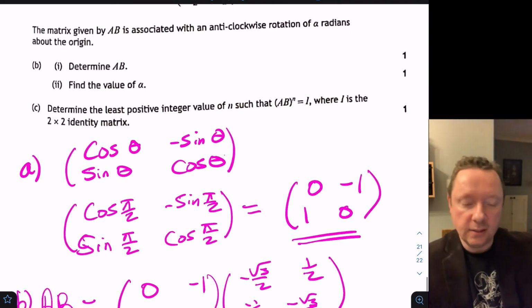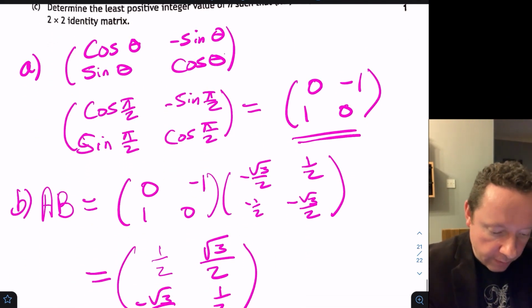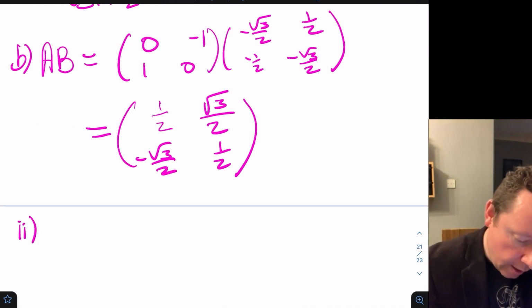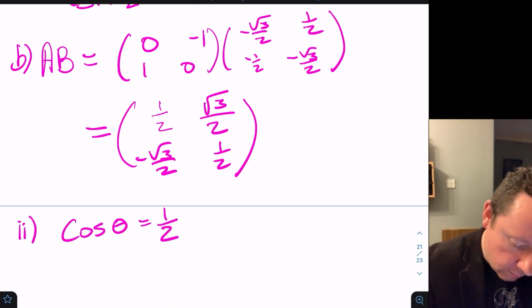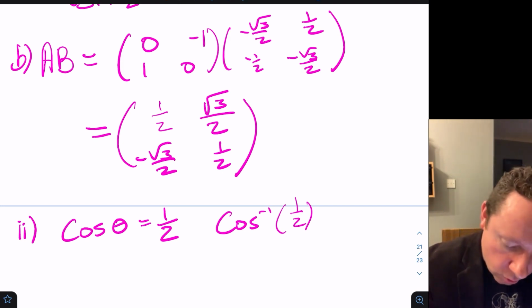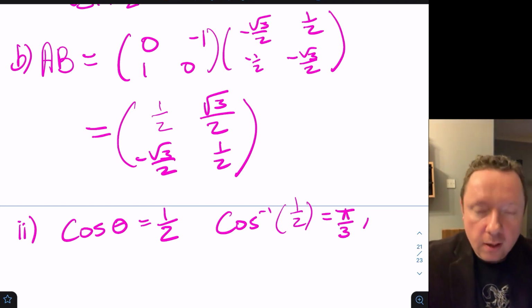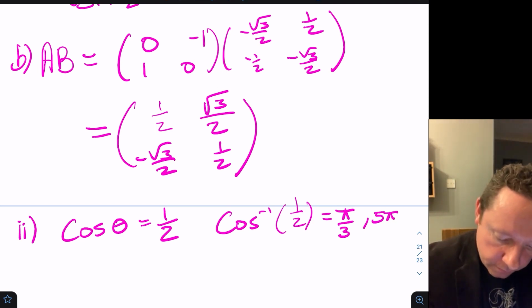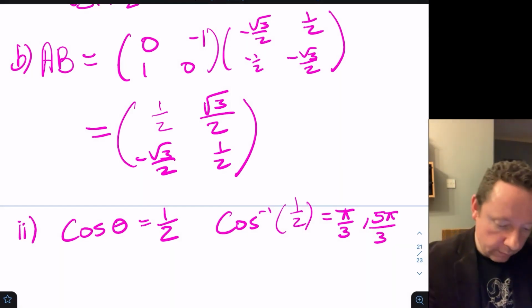Remember, this represents an anticlockwise rotation. So we're looking at cos theta, minus sine theta, and cos theta again. So for part 2, I know that cos theta must equal a half. The inverse cos of a half is equal to 60 degrees, or pi over 3. But it is also equal to another answer of 300 degrees, which is 5 pi over 3. So it's one of those two, so then we need to examine another one.